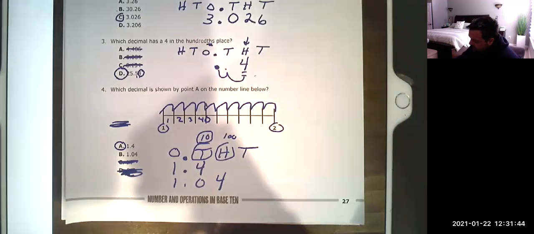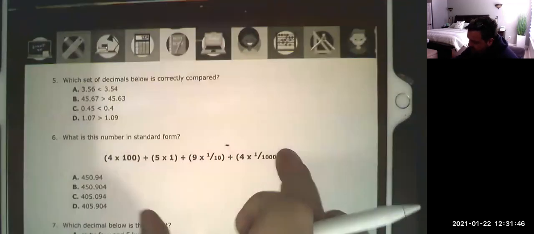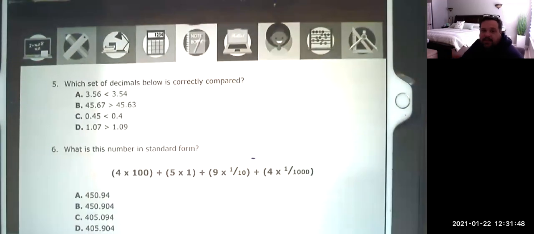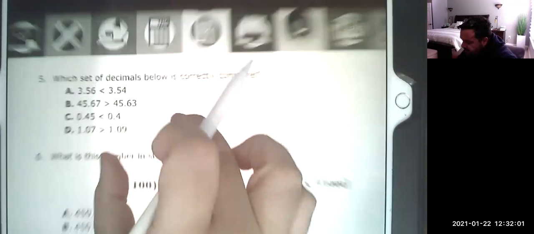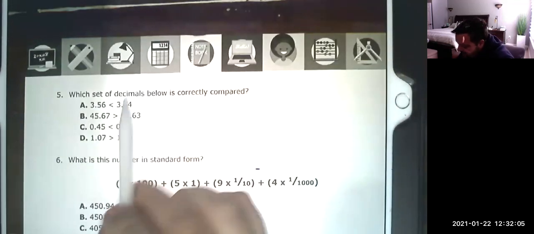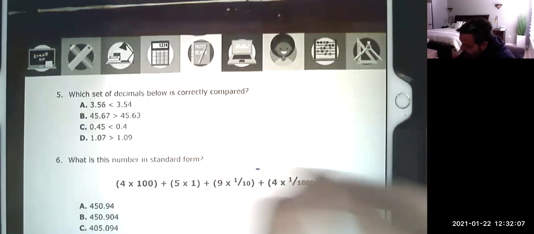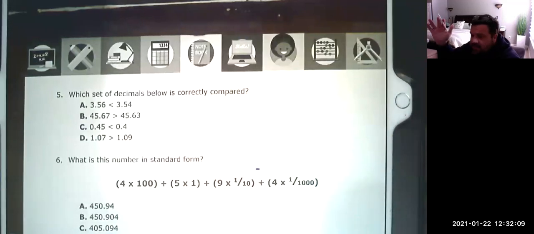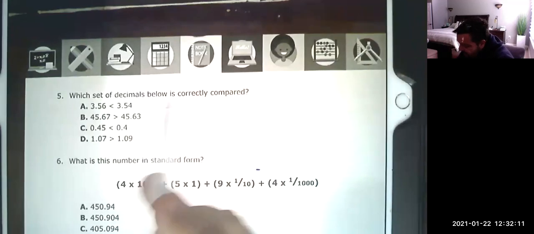All right, let's go on to number 5 for today's work. It says, which set of decimals below is correctly compared, greater than or less than? So pause me now and figure it out. Okay, so this one, there's really no massive trick here, right? You've just got to start breaking these down. You got to look at each one. Now you can do the chart out here and write them so you can see it clearer, or you can just look at it the way I look at it.